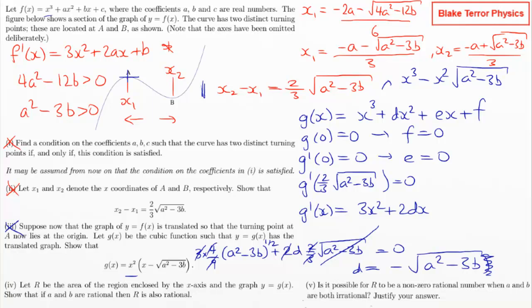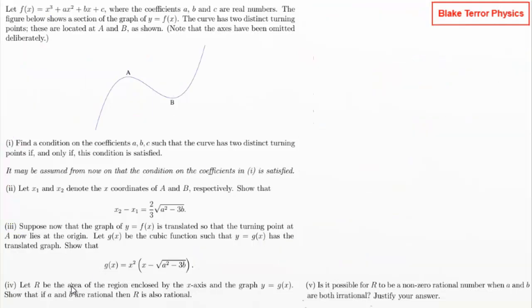I'm going to need a new sheet now. Let R be the area of the region enclosed by the x-axis and the graph y equals g of x. Right, so this was our origin at A, and then we want that region. So that's going to be R in here. So that's R, that is that region. Show that if A and B are rational, then R is also rational.